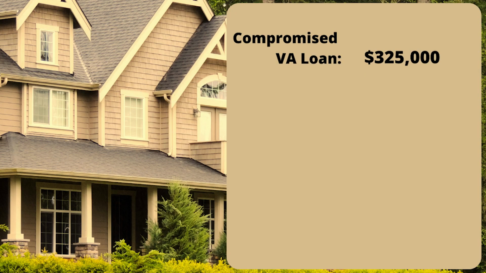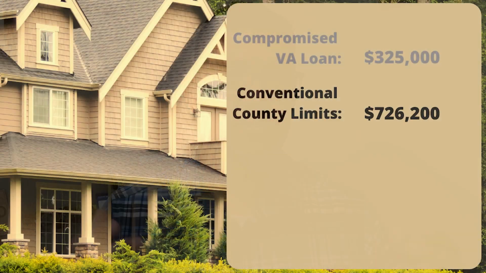Now, let's say that your first home, the loan amount was $325,000. Next, we're going to look at the conventional loan county limits. The county limits are very important because they put the cap, the spending limit, on the VA home loan. Even though it's for the conventional program, we use it for the VA home loan. Every county in the U.S. could have different numbers, but the majority of the counties go with $726,200.